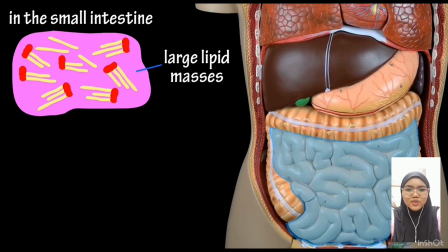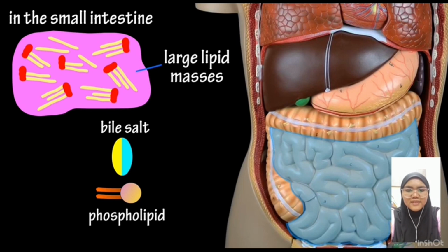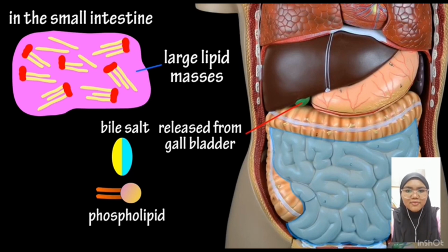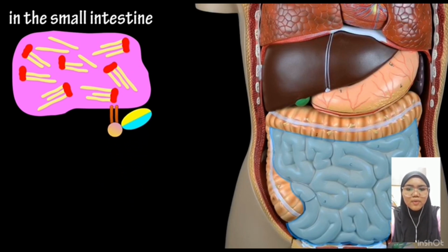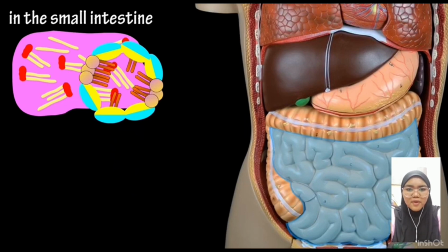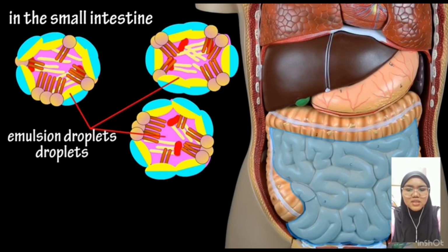They are broken down into small segments by the bile salts, and phospholipase, which are part of the bile, is released by the gallbladder into the small intestines. Bile salts and phospholipase has a hydrophilic region and hydrophobic region. So the hydrophobic region of the bile salts position themselves around the hydrophobic fat, as you can see here, forming what we call it emulsions droplet.